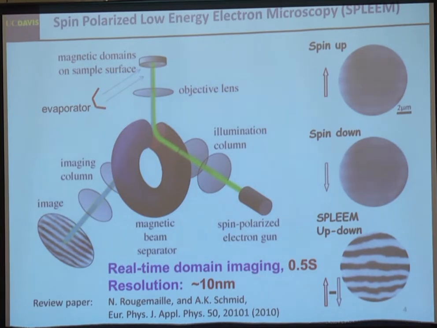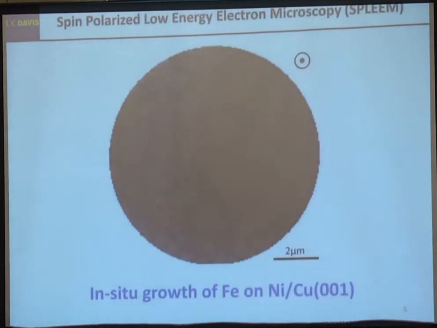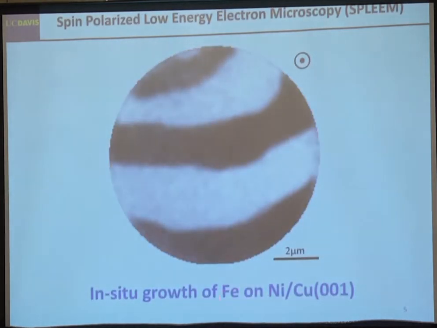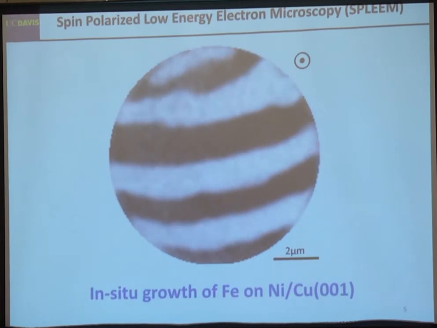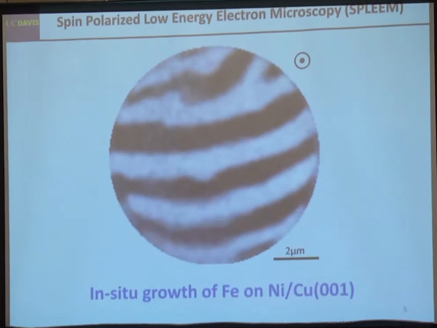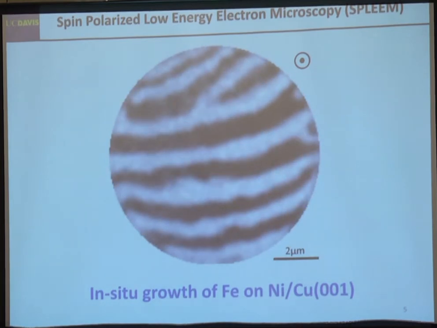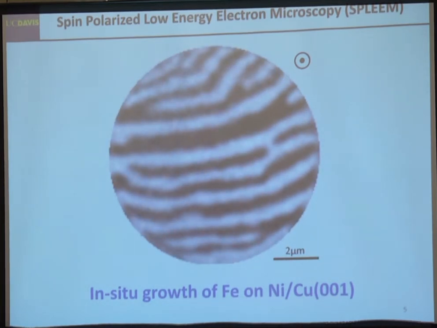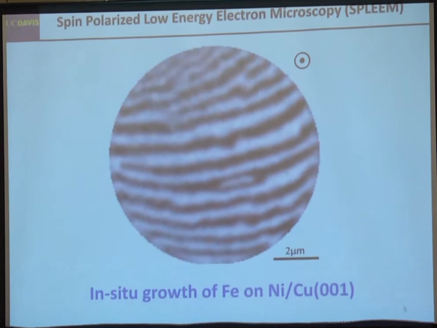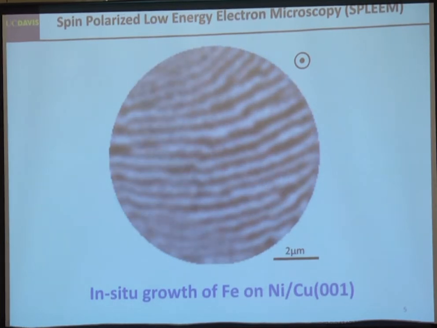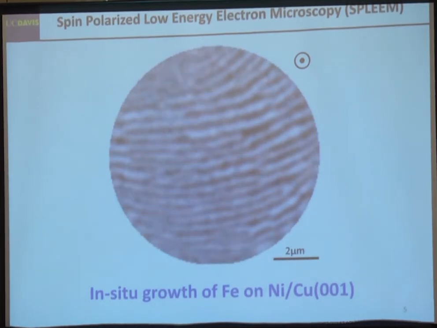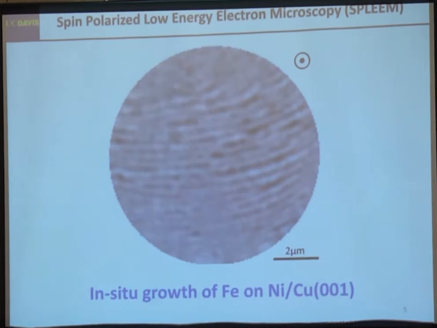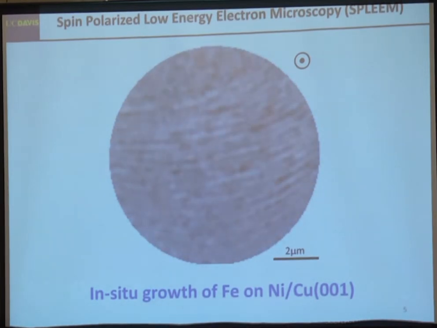Another nice thing about this technique is that it allows you to grow the film while you are imaging. Here I'll show you an example. We were growing iron films on top of 2 monolayers of nickel on copper, where you can see the classical stripe domain. The width of the stripe domain is shrinking because the effective anisotropy of the system is going toward in-plane. And now you see it's gray, all the spins are going in-plane, so you cannot see any contrast at all.